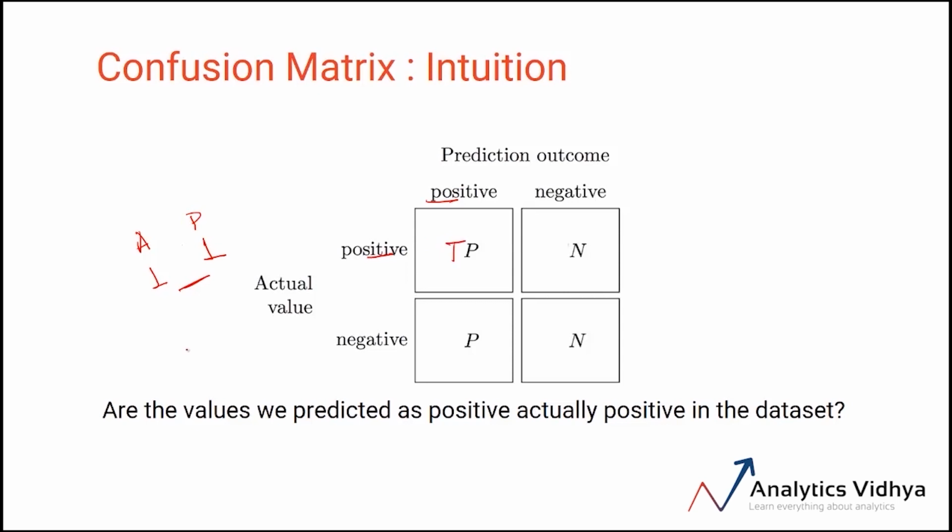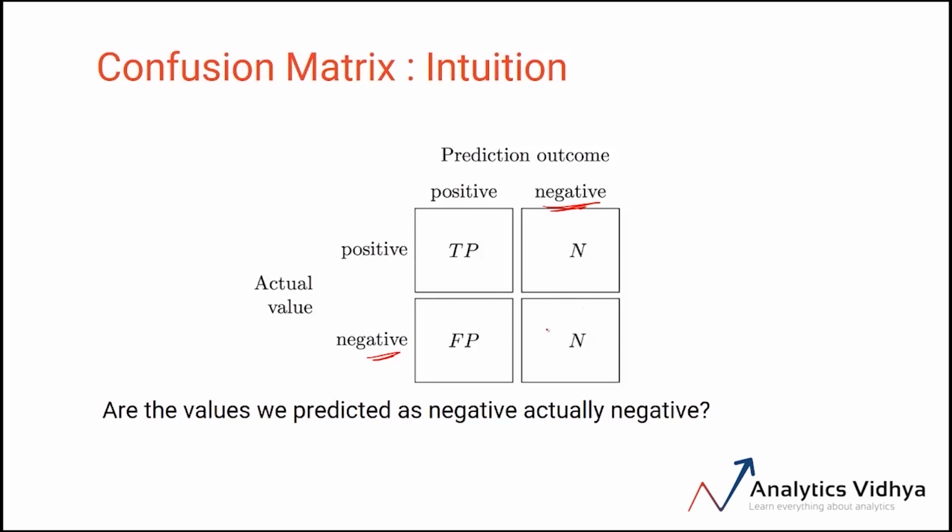Now if the value is predicted as positive by the classification model, but actually the value is negative, in this case the prediction is incorrect, or we can say false. So in this cell we can write false since the model has predicted positive but actually the value is negative. So here are the names of these two cells. Similarly, the question comes, are the values we predicted as negative actually negative? If yes, then we can say that the model predicted negative, the actual value is negative, so the prediction is correct or true. On the other hand, if the model predicted negative, but the actual value is positive, I can say the prediction is incorrect or false.